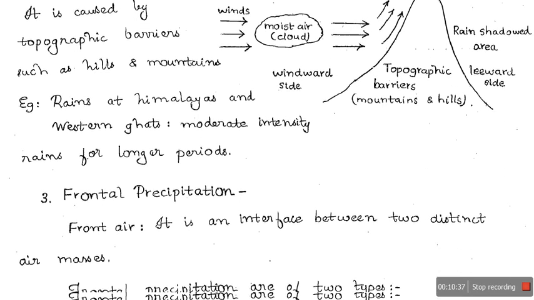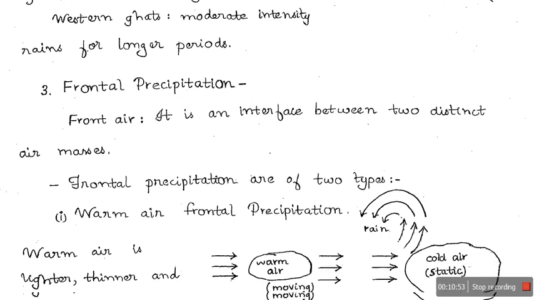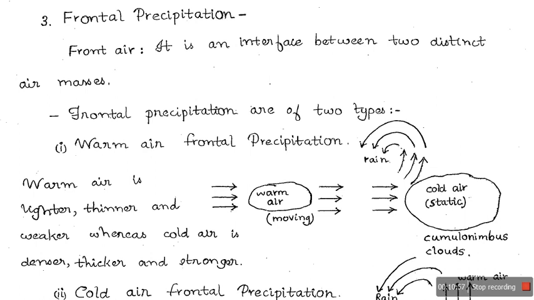Next, frontal precipitation. A front means a barrier. If a pressure difference or a temperature difference is there, we call it a barrier for the front. Frontal precipitation happens when there are two different bodies of air: one is warm air and another is cold static air, with a temperature difference between the two. The warm air moves and goes up over the cold static air, and the warm air which is going up gets condensation and the rain will happen like this.